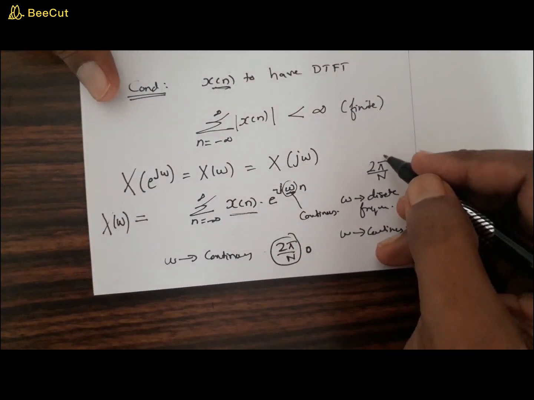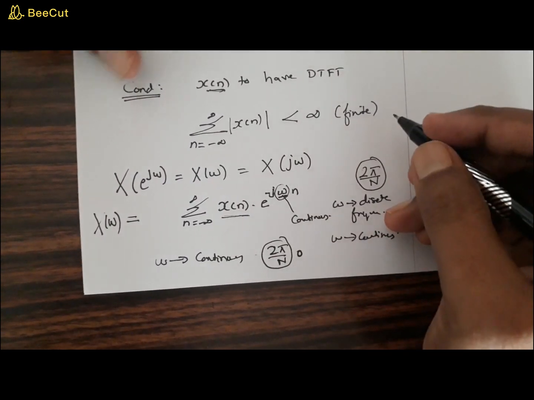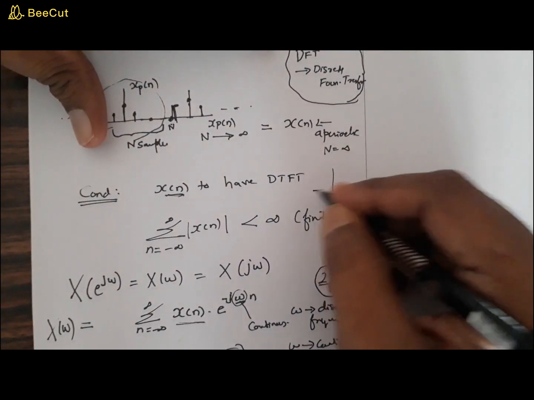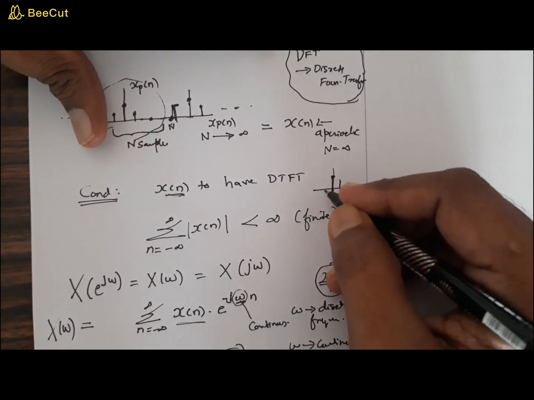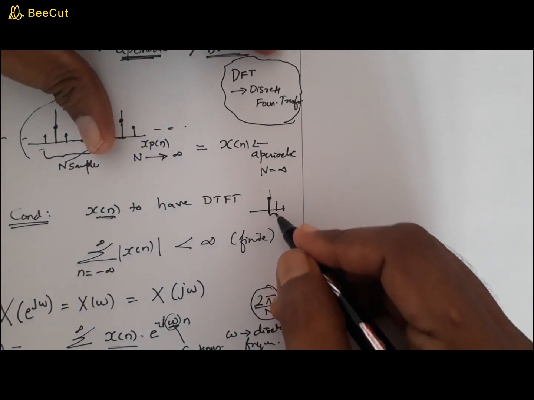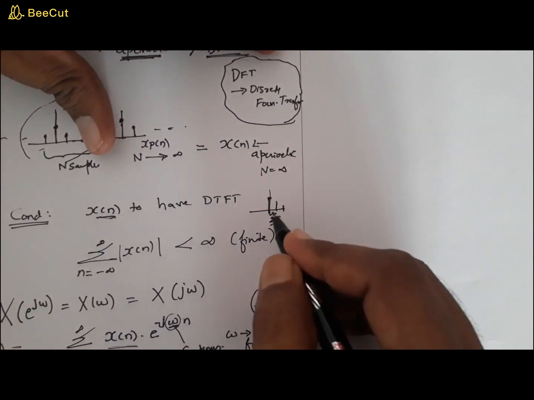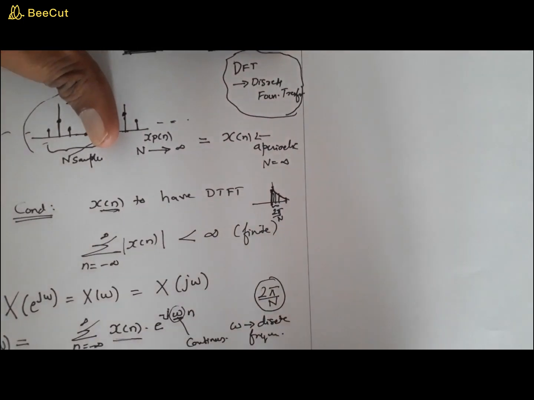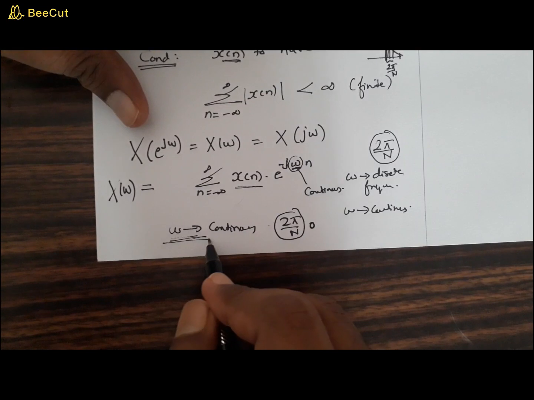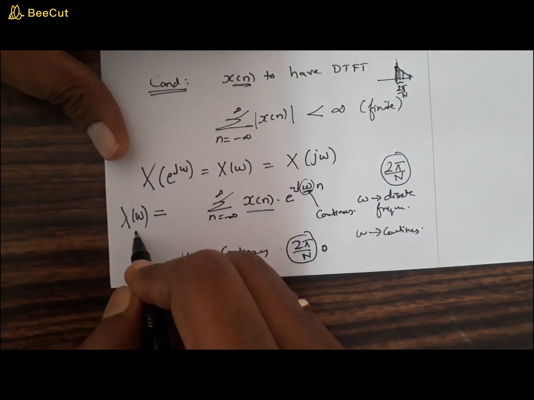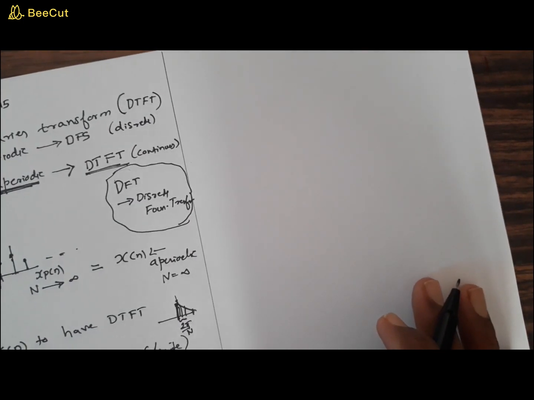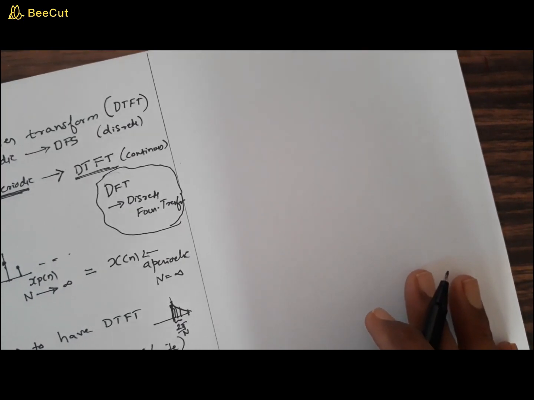That means this 2 pi by N represents what? It represents the spacing between the spectral components. That's what we studied in the Fourier series, right? This I have explained during continuous time as well. So this spacing is denoted by 2 pi by N. Now what happens as N tends to infinity? This spacing becomes closer and closer, and almost it becomes a continuous signal. So in that case, omega is a continuous variable. Since omega is a continuous variable, this DTFT is a continuous function. Hope you understood that difference. You must clearly understand this. This is a very important idea.